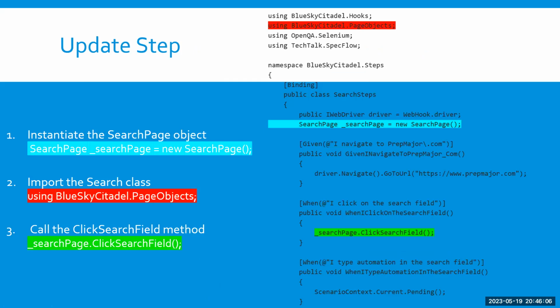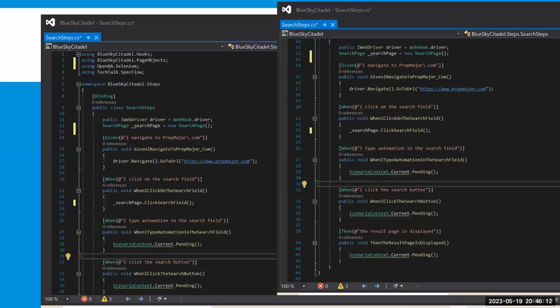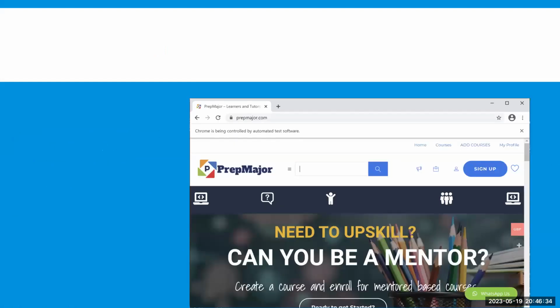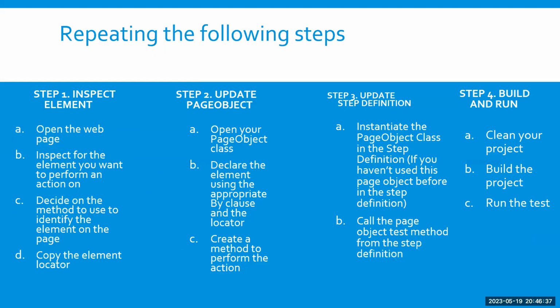And update your step. All of this I'm going to show to you. This is just a screenshot. I'll proceed. So this is another screenshot of how your step definition will look, and I'll proceed because I'm still going to do it. Then you need to build and run your test. On the menu, you click on build, click build solution. On the test explorer, right click on the test and click on run, which we are going to do together. And this is the test running, I believe.